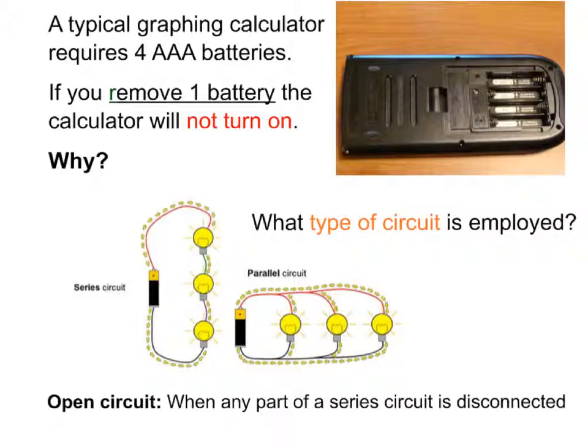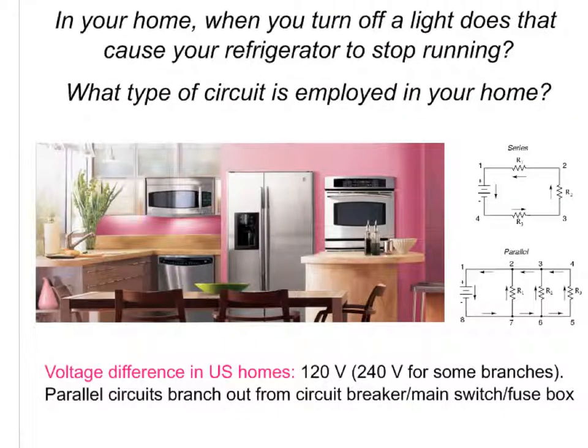So let's take a look at just a little definition here. When any part of a series circuit is disconnected, that circuit then is called an open circuit. When the circuit is open, it means it has been broken, or the current is not flowing through that anymore. So that is what that term means. Let's look at another example.